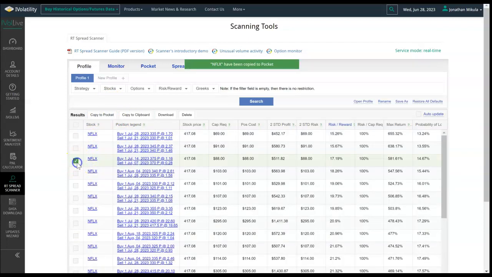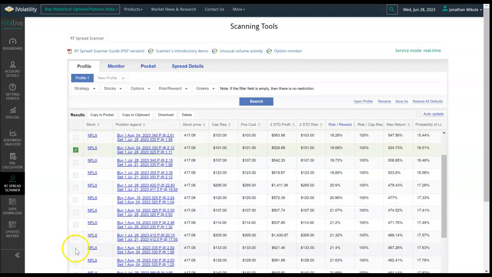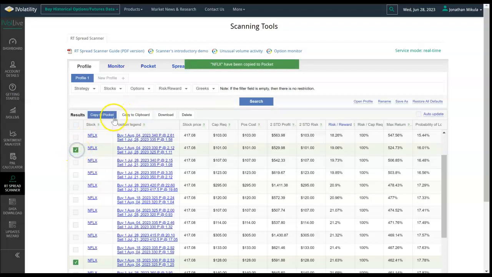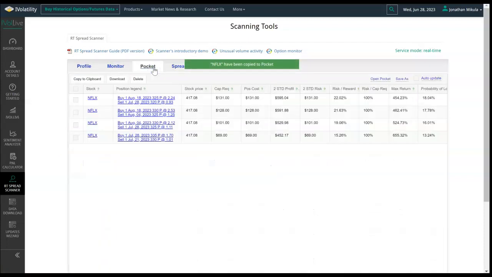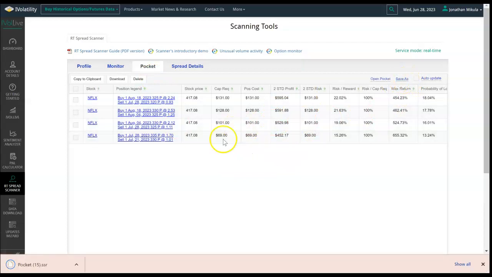And let's say we like a few of them. Let's say this one, which is a bit shorter term, this one, which is intermediate term, and then let's say this one, which is longer term, right? So we can copy to pocket, copy to pocket, and then where was our short term one? Copy to pocket. So now we have our pocket. We can save that so we don't lose it. If we have to go grab a coffee, go to lunch, go to a meeting, we could come back and upload that back into the system.